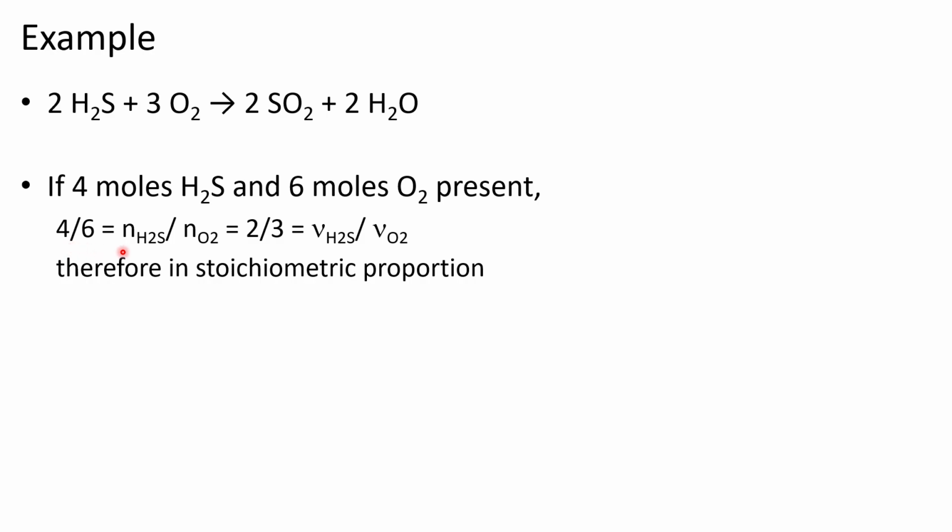is 2 over 3. And let's compare that then to the ratio of the stoichiometric coefficients. The stoichiometric coefficient for hydrogen sulfide is 2, the stoichiometric coefficient for oxygen is 3. What we find is that the ratio of the moles of the reactants in our feed is exactly equal to the ratio of stoichiometric coefficients. Therefore, those 2 reactants are in stoichiometric proportion.